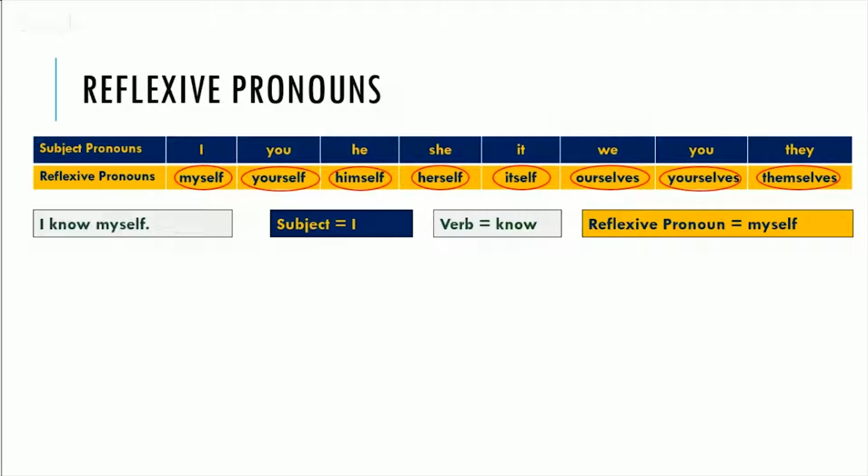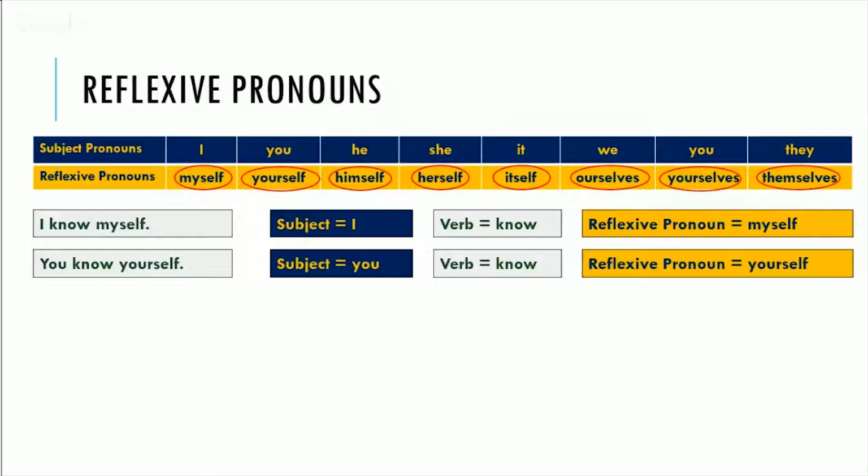And now we have the first sentence. I know myself, right? So we have I know myself. Yo me conozco yo mismo, right? The subject is I, the verb is know, and the reflexive pronoun is myself. Okay, so las oraciones que vamos a mirar como ejemplos van a ser bien similares a las oraciones de la semana pasada, pero esta vez estamos usando los pronombres reflexivos, right? So I know myself. I is the subject, know is the verb, and myself is the reflexive pronoun.